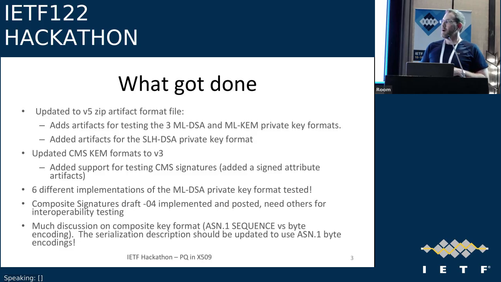The important thing, what got done this time. So we've had a number of different iterations of this artifact file, where basically it's a zip file and you put your stuff in there and then other people can download it and you can test it. So now we're at version 5. And what was added in this one is support for testing the private key formats for ML-DSA and ML-KEM, because there's 3 different ones now. There's the seeds, expanded, and or both of them. Lots of discussion on that. Anyway, so that's finally being tested.